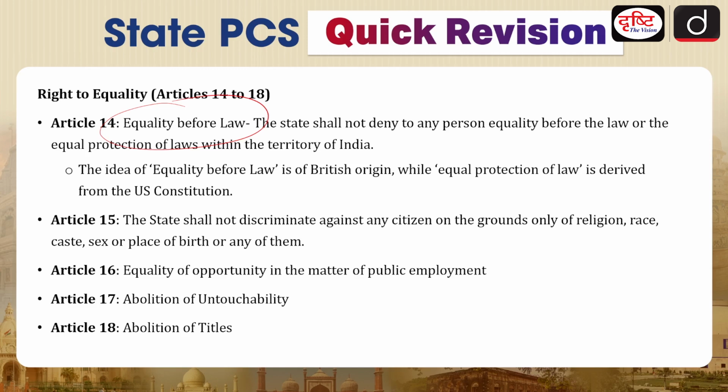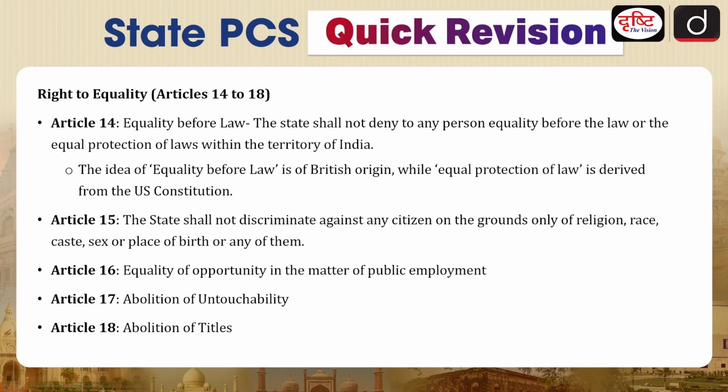Now when we are talking about the law being same for all, that means that law will be same for those people who are similarly situated. Now the idea of equality before law has a British origin. And the idea of equal protection of law has been taken from the US Constitution. Please remember that questions have been asked in the past with respect to where equality before law has been taken from, and where equal protection of law has been taken from.